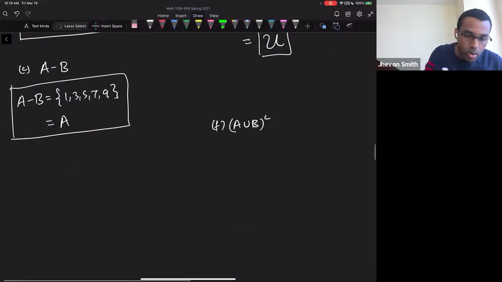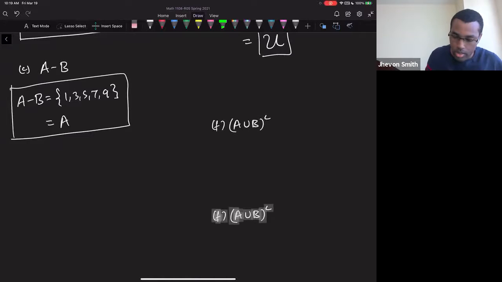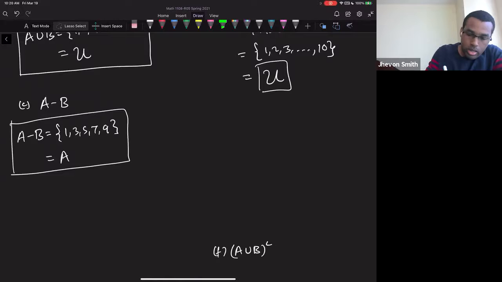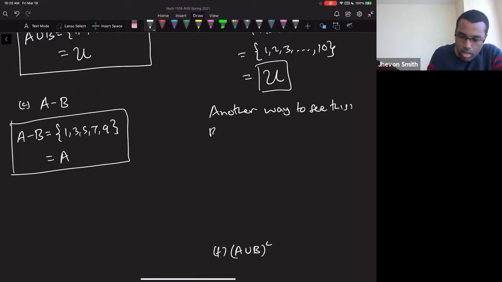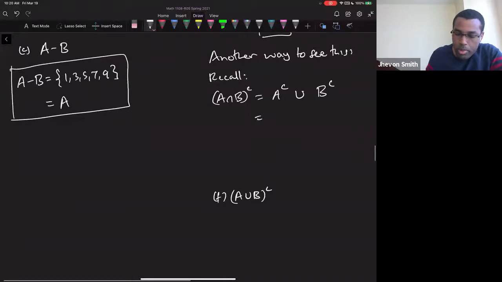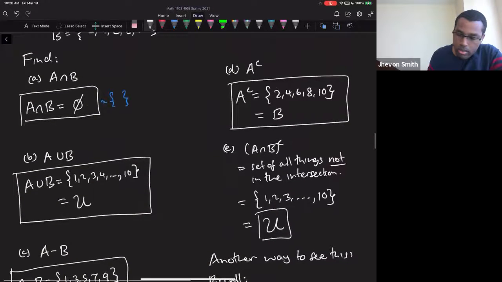There was another way to see this, just to illustrate something that I mentioned earlier. Recall De Morgan's laws. My A intersect B complement is the same as A complement union B complement. What is A complement? Well, we actually found that already. That's actually B.